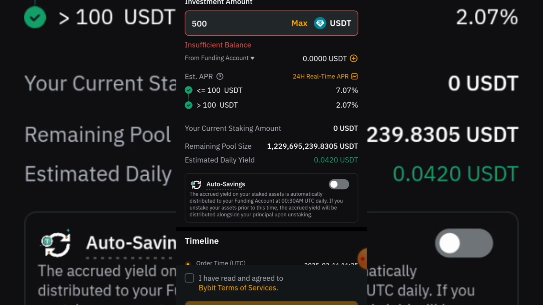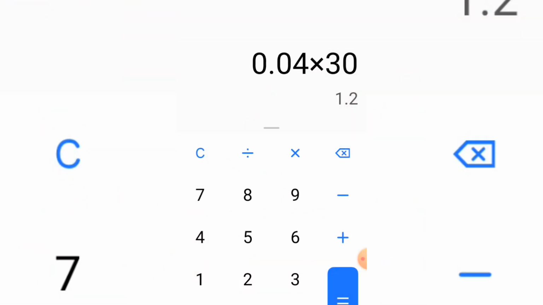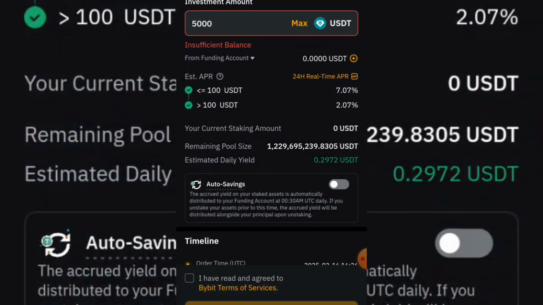This method is just like treasury bills and other instruments that we invest in at the banks, because the more money you invest, the more your income. So let's say someone invested $5,000, the person will be making 0.29, which is almost 3 cents. So 0.297, let's multiply that by 30 days. So this is the amount of money the person will make. That's $8.91 for the next 30 days if the person invests 5,000 US dollars.